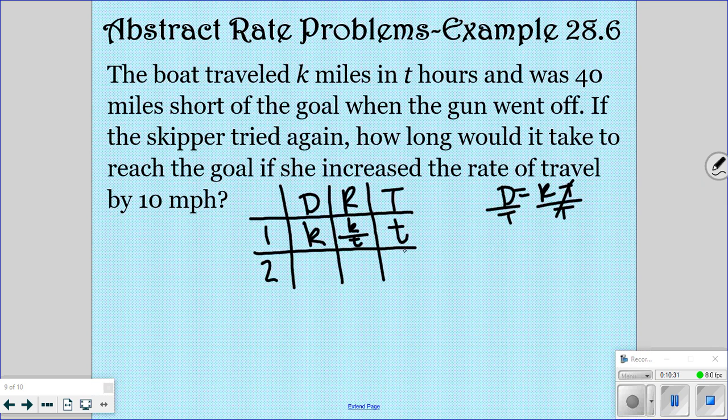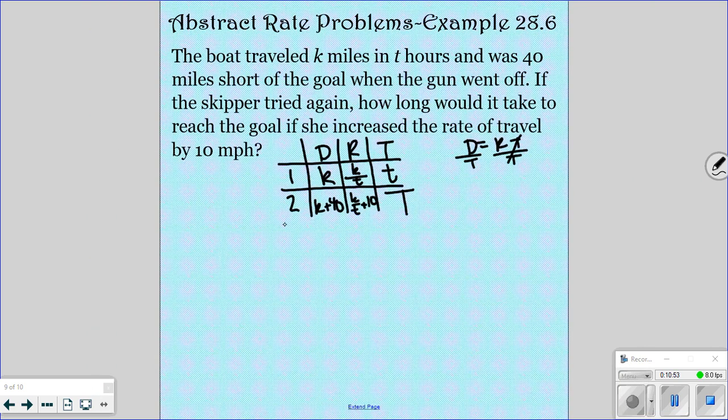So how long? That's looking for our time. And we want to get to 40 miles past K. So our distance would be K plus 40. And then they increased the rate. So the rate was K over T. We added 10 to that. So we changed both of these. So distance equals rate times time.